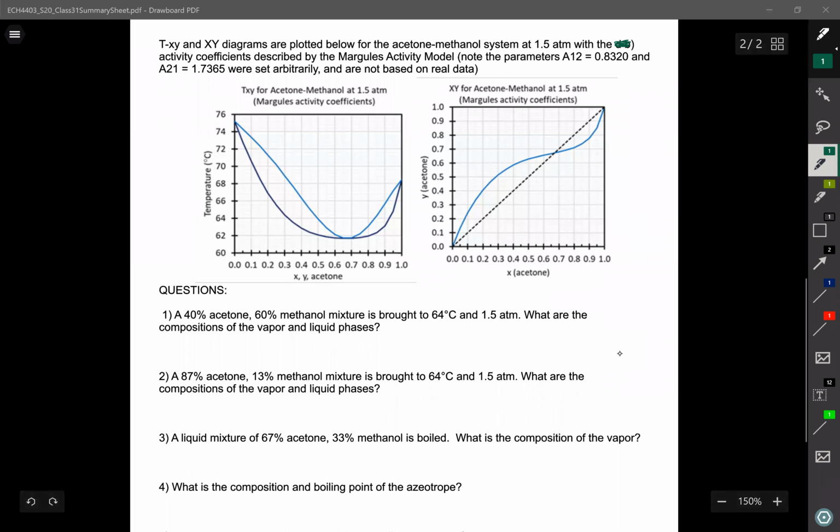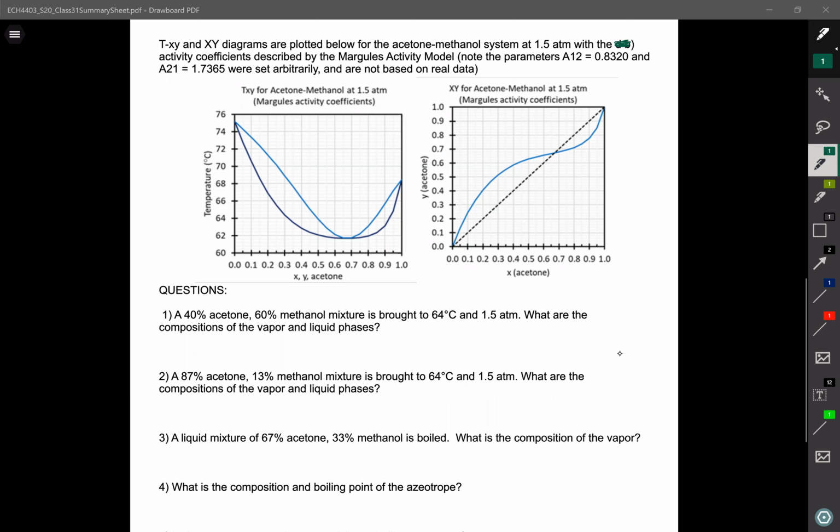Practice problem says TXY and XY diagrams are plotted below for the acetone methanol system at 1.5 atmospheres with the activity coefficients described by the Margules activity model. And there are some parameters here that are set arbitrarily. So this is very similar to problem 4 from homework number 1. So if you're curious about how I did this, it's the same procedure that I used back then.